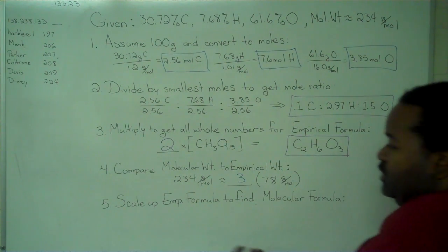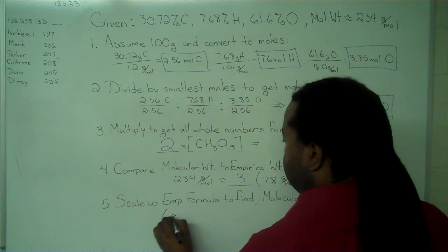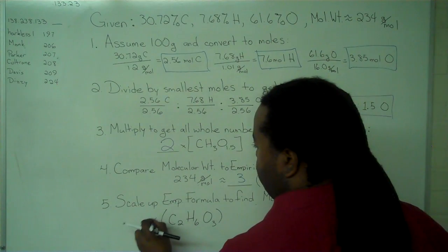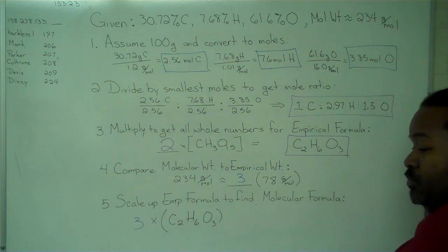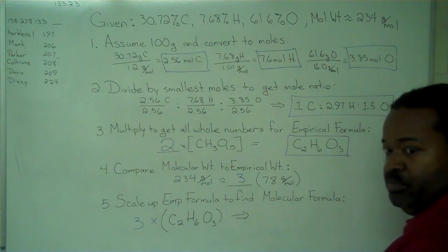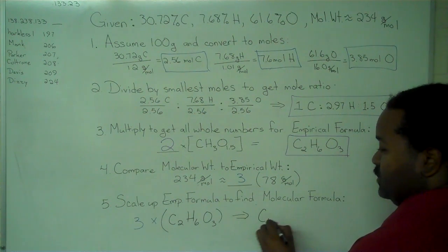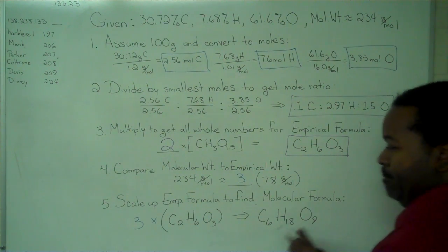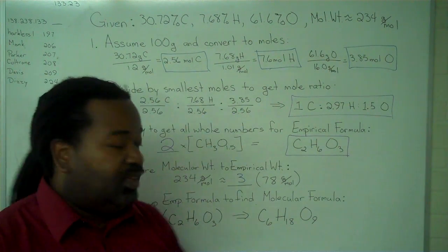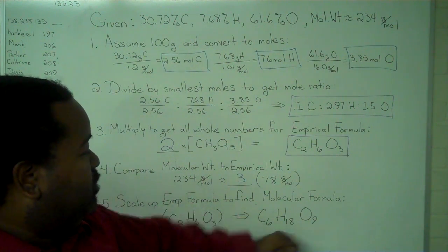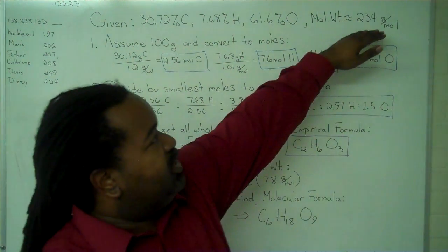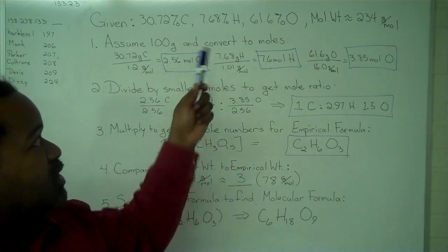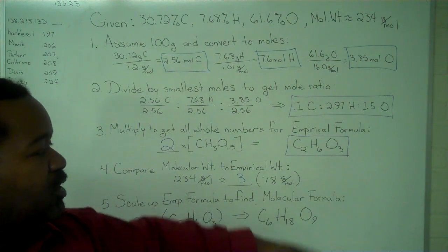And so now we can use that 3 to scale up the empirical formula, C2H6O3. We're going to multiply that by that scaling factor of 3. And this will give us our molecular formula of C6H18O9. And so you can determine for yourself that a molecule with this formula will have a molecular weight that's around 234 grams per mole. And this concludes how you would use percent composition and molecular weight information to determine a molecular formula.